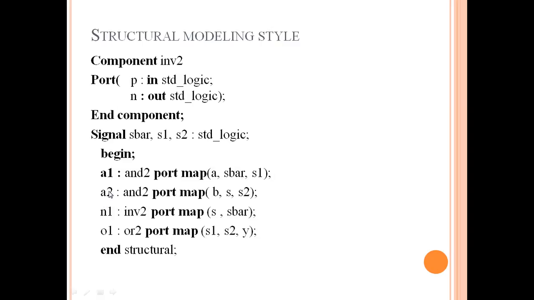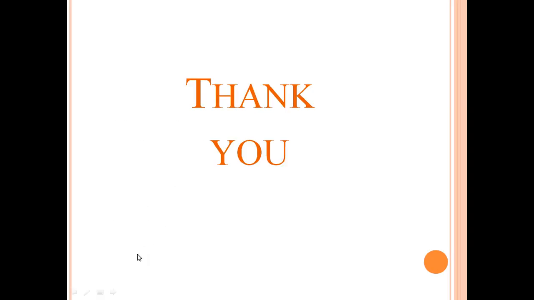Then A2, another AND gate which I have used in the 2:1 multiplexer. Then N2, then port map, then B and S are the inputs and S2 is the output. Then the inverter, where S is the input and S bar is the output. Then the OR gate, where S1 and S2 are the inputs and Y is the output. At last we end the architecture, followed by the architecture name.